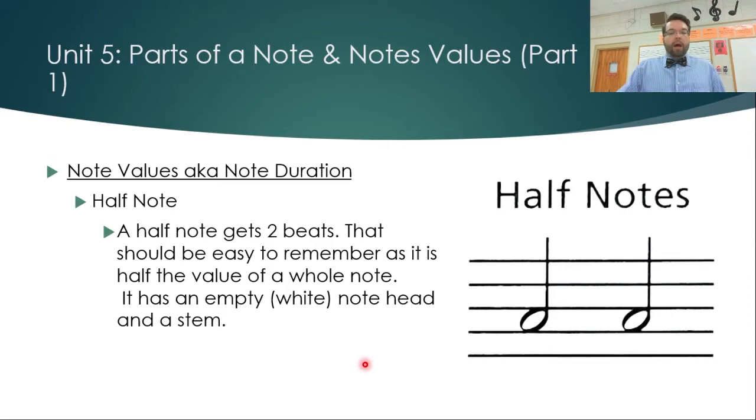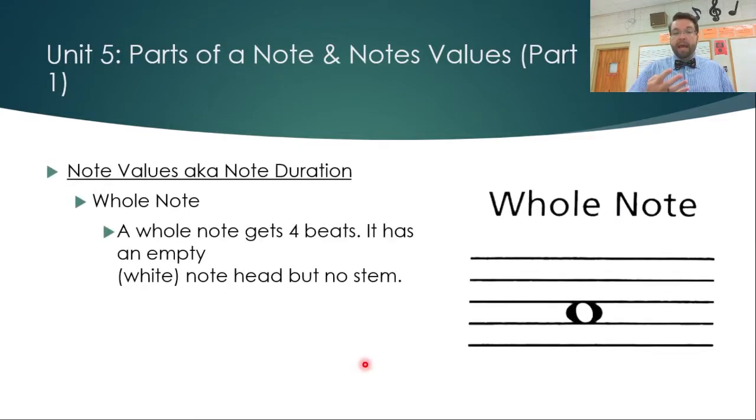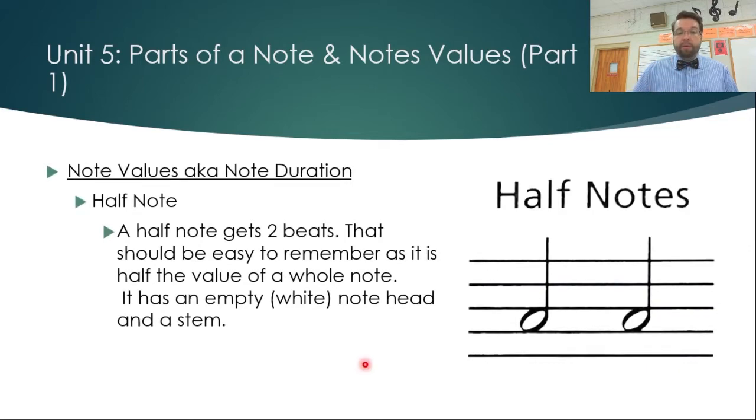Okay. Half notes. Half note gets 2 beats. So if the whole note gets 4 beats, the half note's got to be half of something. It's half of the whole note. So the half note gets 2 beats. That should be easy to remember because it's half the value of the whole note. It has an empty white note head, just like that. But it has a stem attached to it.